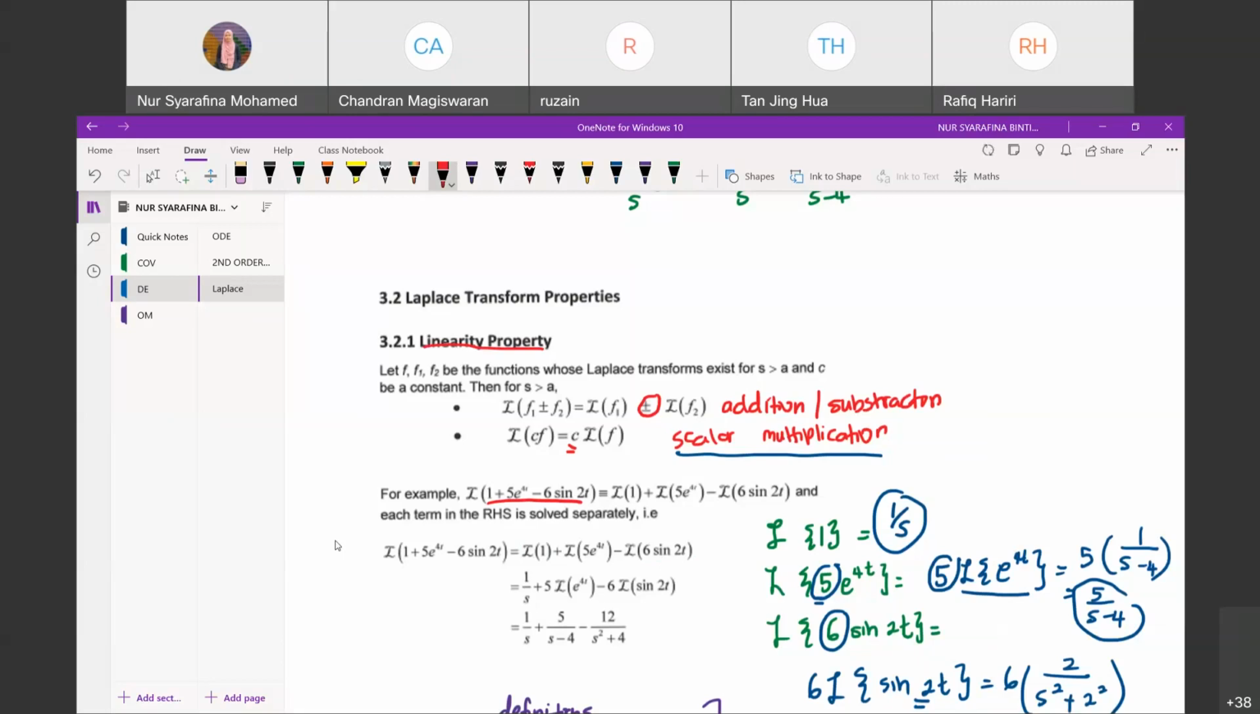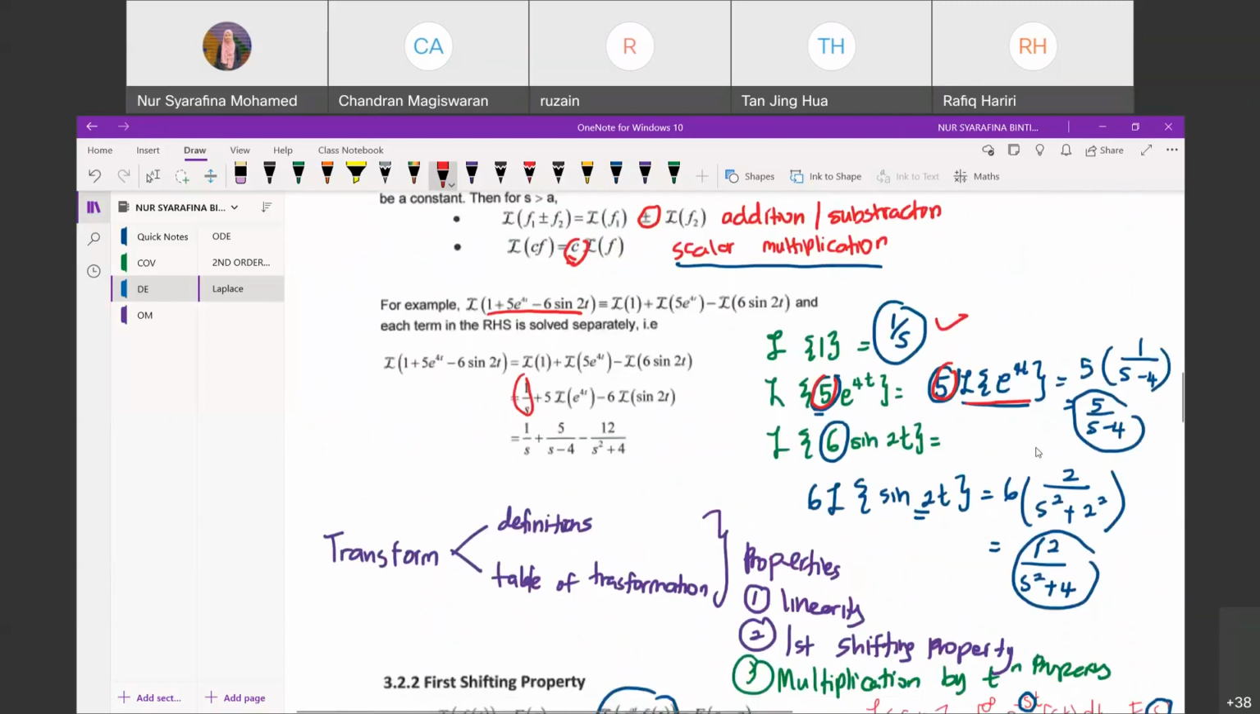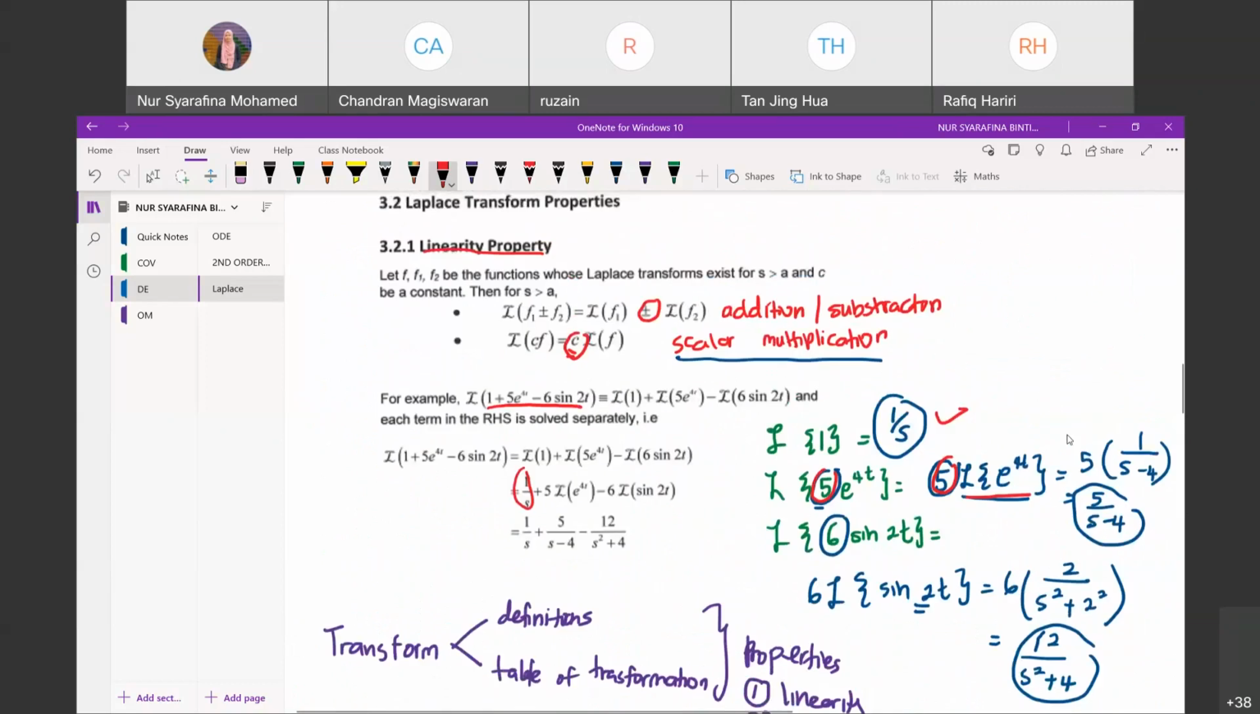So the Laplace transform of 1 will give you 1 over s. Laplace transform of 5e^(4t): this is scalar multiplication, so put that 5 outside and just focus on transforming e^(4t). This can be transformed directly based on the table of transformation. e^(4t) will give you 1 over s minus 4, then multiplied by the 5 outside will give you 5 over s minus 4.